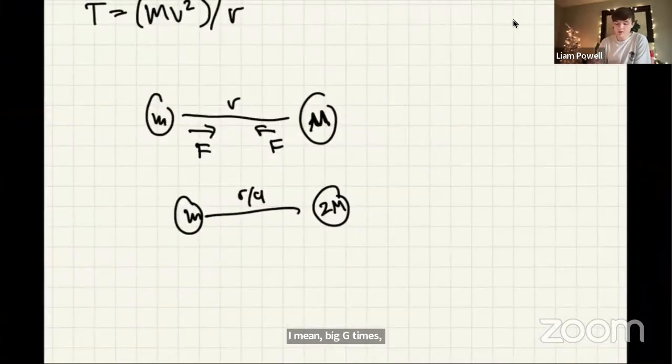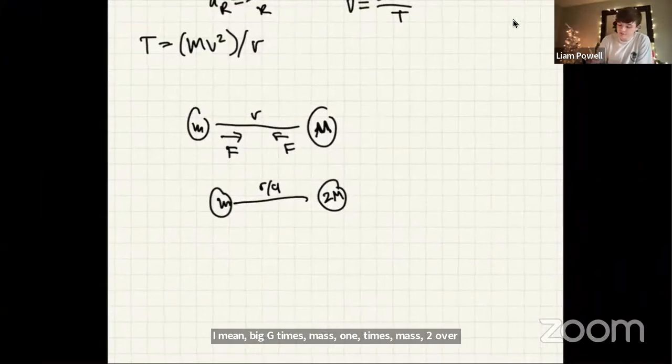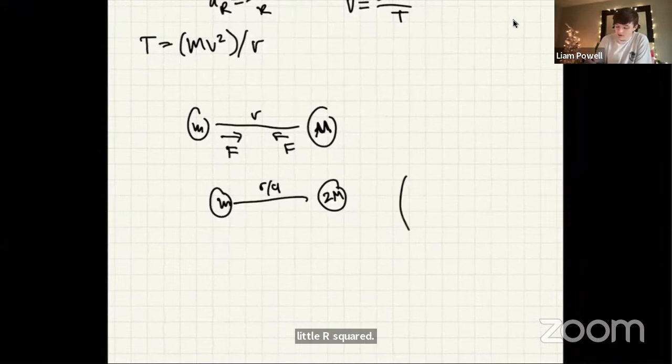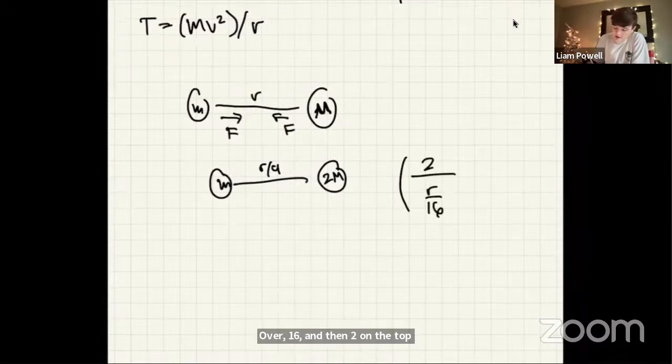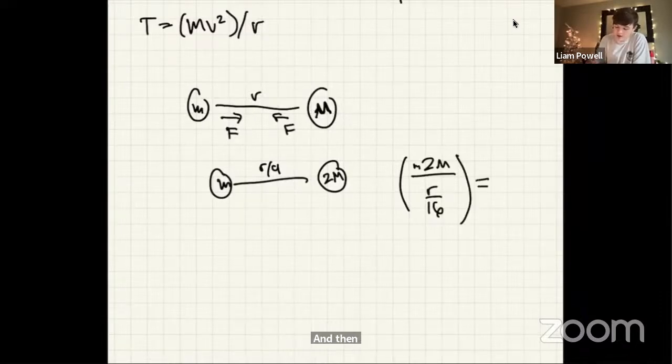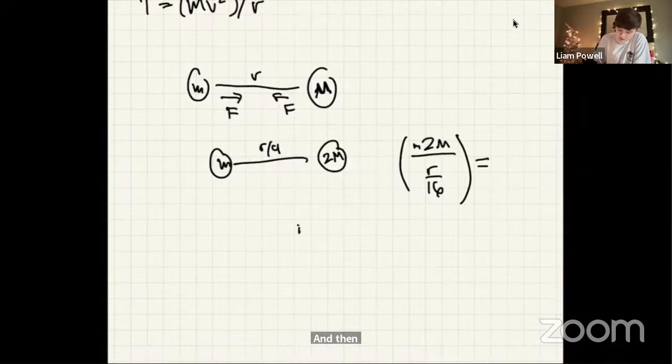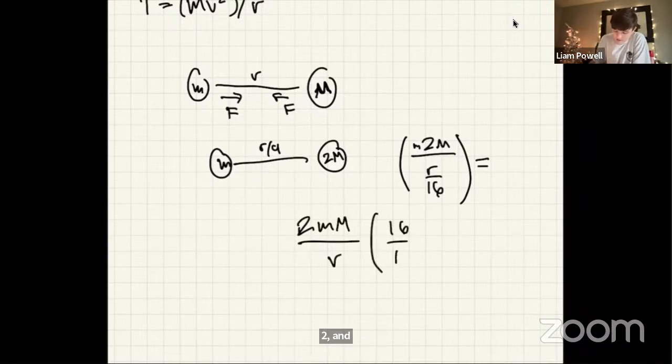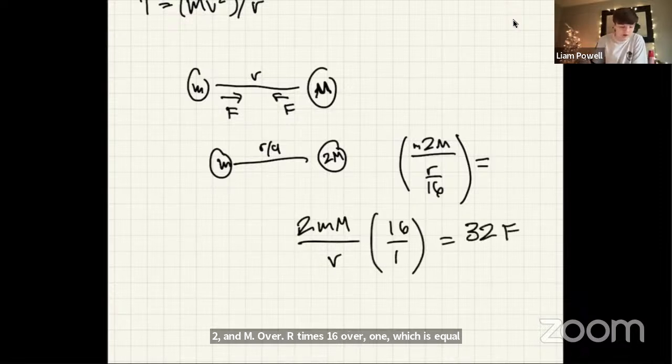Because the little r is being squared, it becomes r over 4 squared, which is r squared over 16, and then 2 on the top for 2m times m. So this is equal to 2m over r squared times 16 over 1, which is equal to 32. So it's 32 times the force.